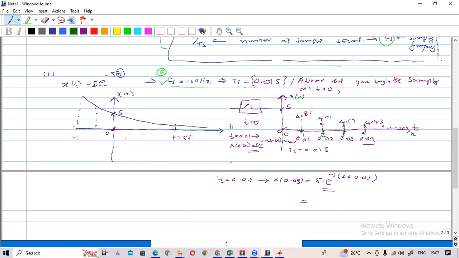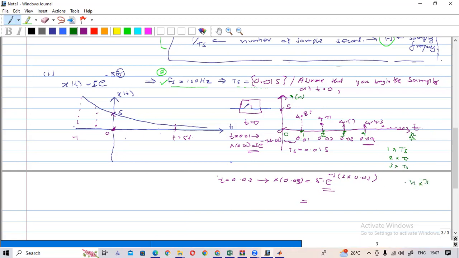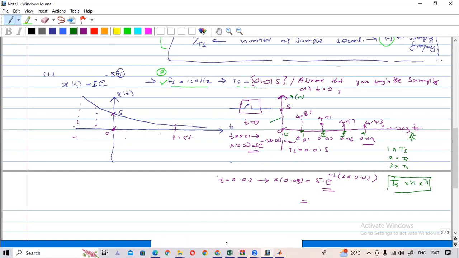But remember that this n is always related to time. For example, this first sample is at 0.01, that means 1 into Ts. The second sample time is 2 into Ts. The third sample time is 3 into Ts. In the same way, the nth sample time is n into Ts. So that is the corresponding sample time of the nth sample. So this relationship is there, and this is how we draw the signal.